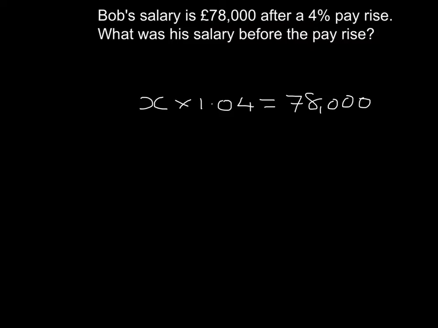So now we've got an equation which represents the information in our question, as well as what we know about how the salary was calculated. So what we need to do now is solve that equation by dividing through by 1.04, and that's going to give us x equals £75,000. Okay, and remember, x stands for the original salary, which is what we're looking for. So the salary before Bob had his pay rise was £75,000.